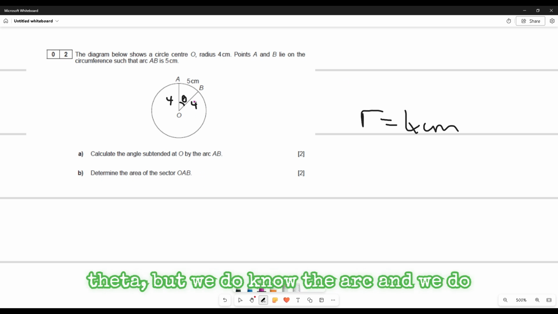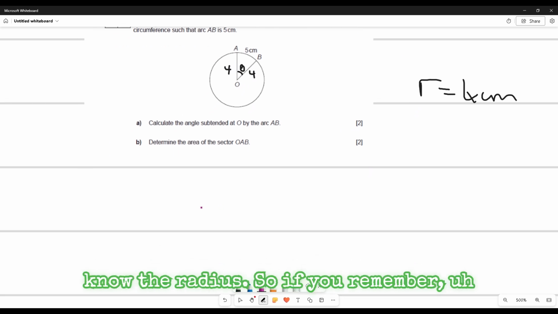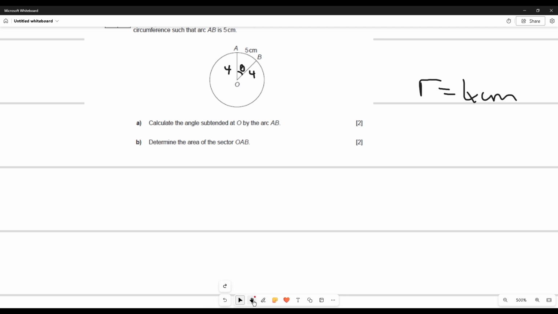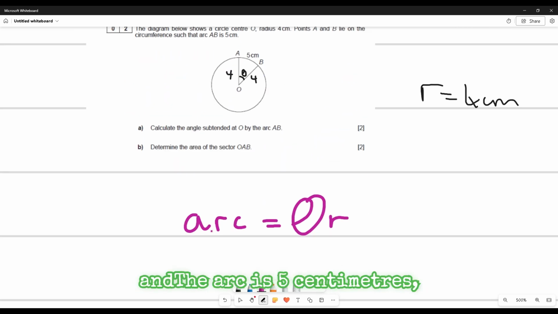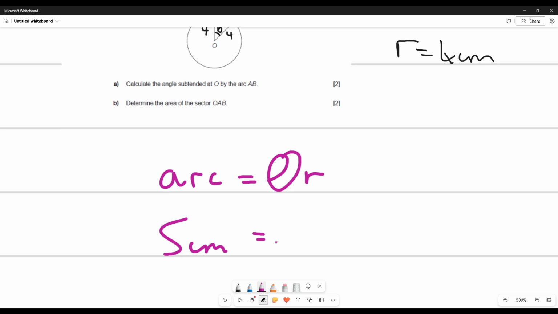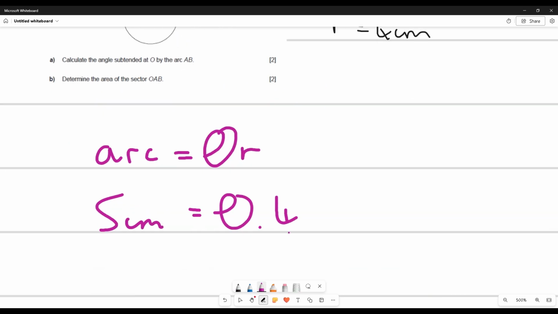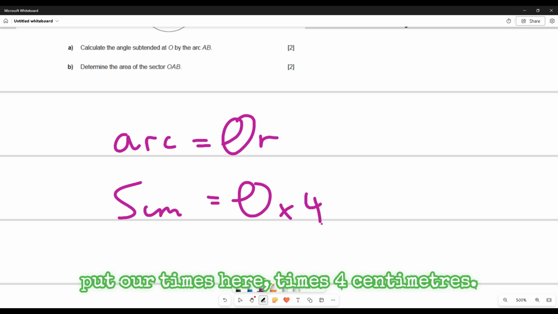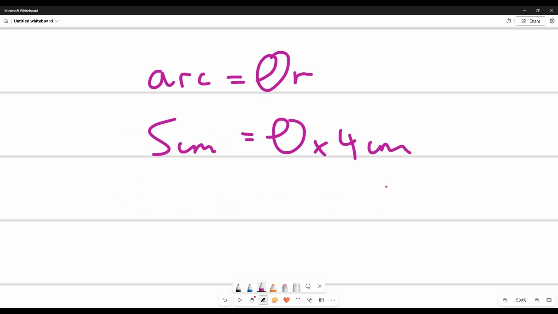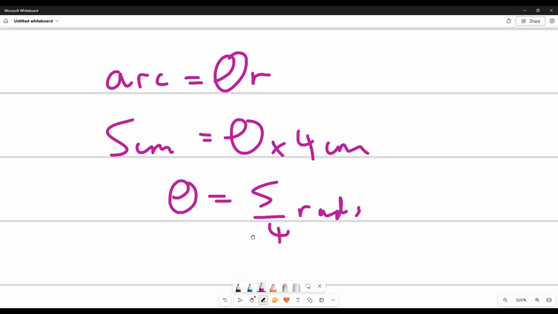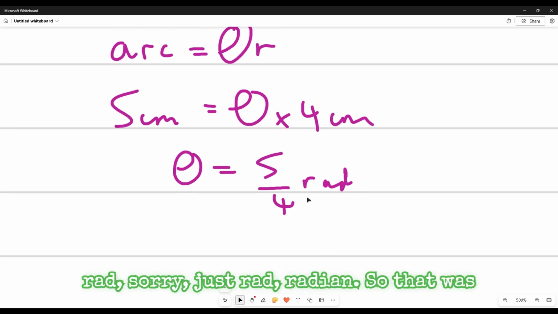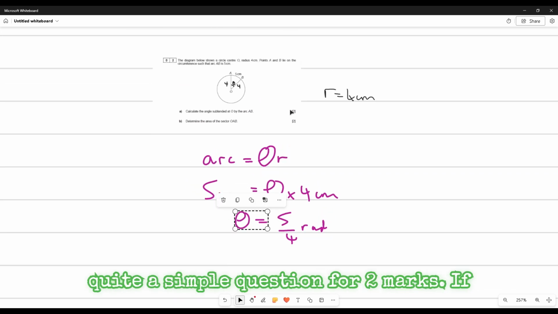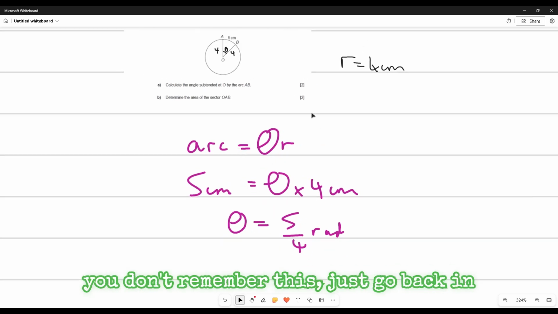So we don't know theta, but we do know the arc and we do know the radius. So if you remember, the arc is equal to theta r, and then the arc is 5 centimeters. Theta we don't know, and then r is 4, so times 4 centimeters. So then we can say theta equals 5 over 4. But remember, this is in radians. Okay. So that's how much theta would be. So that was quite a simple question for 2 marks. If you don't remember this, just go back in the video.